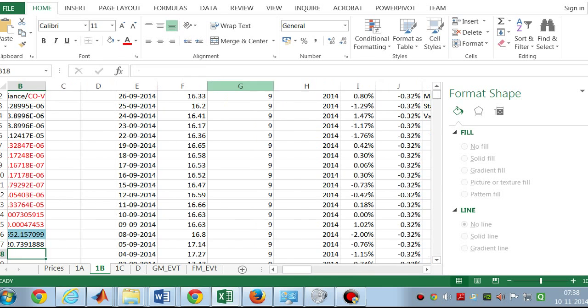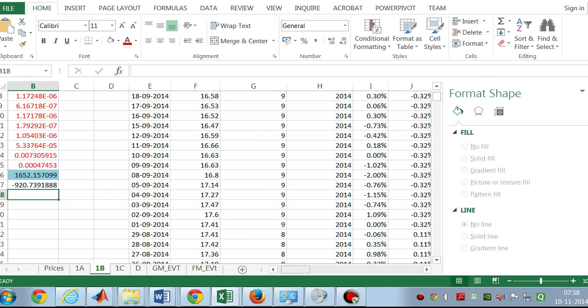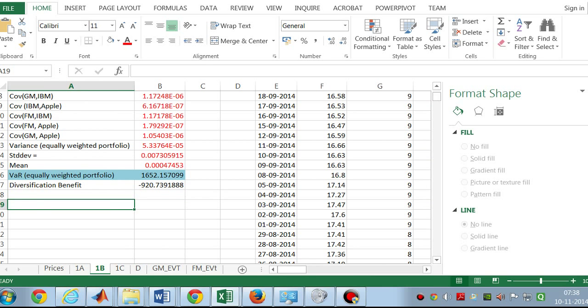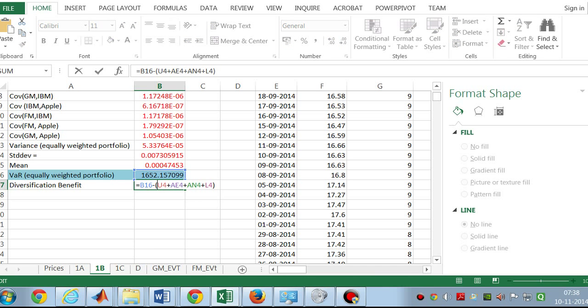So you can see that we have computed the diversification benefit. Well, it seems it's wise to diversify. Actually, this is less than the sum of these. So if I had to do it in 4 independent stocks, this variance would be this much minus.